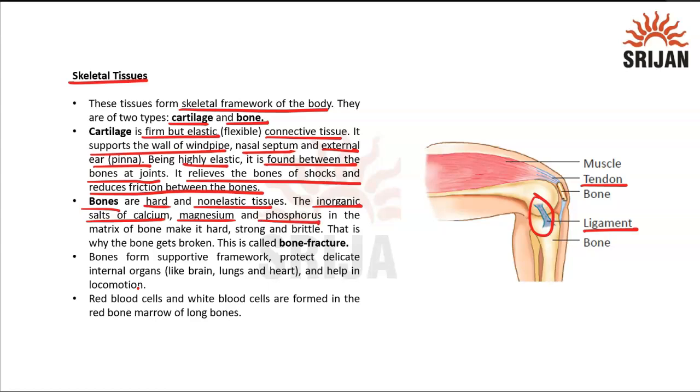These are the components of the bone, which make them hard. The matrix of bone makes it hard, strong, and brittle. This is why sometimes the bones get broken, also called bone fracture.